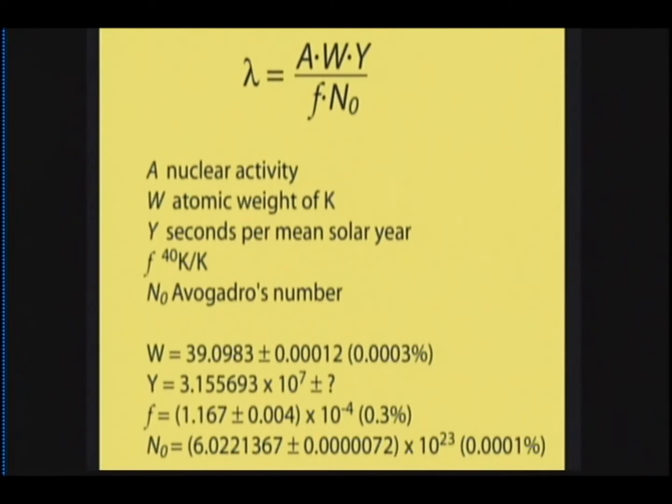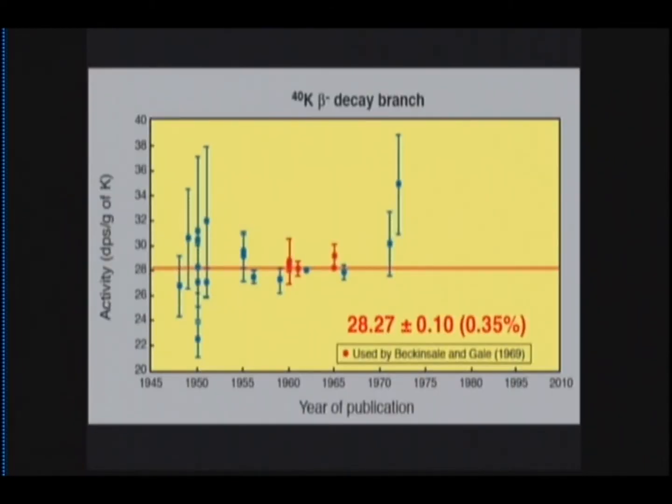And this is a plot of the measurements of the activity of the beta decay of potassium as a function of time, the year of publication. So what you can see here is that in the early 1970s, people stopped doing these experiments, amazingly. And what you can also see here is that it's not really the case that the most recent ones are the most precise. The most precise were basically done in the late 50s through mid 60s.